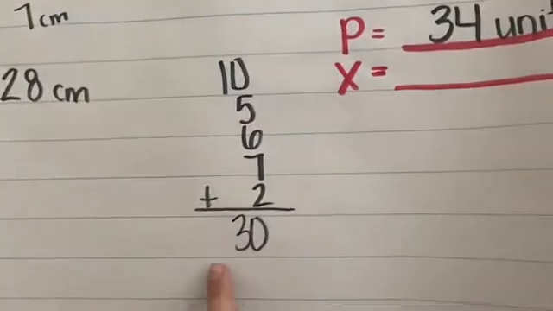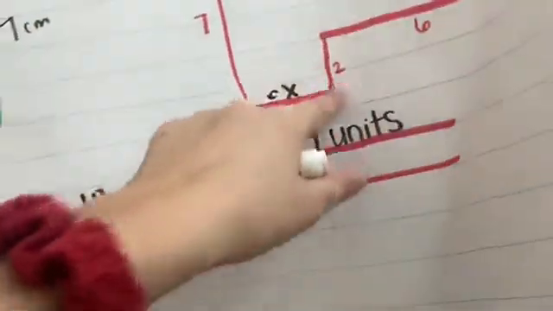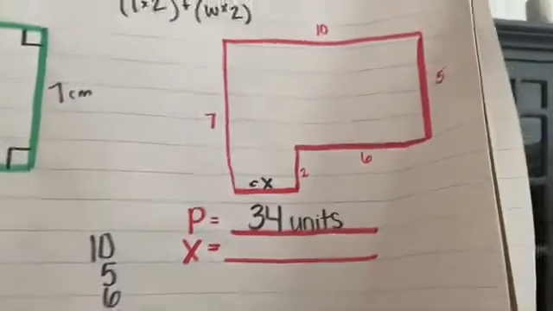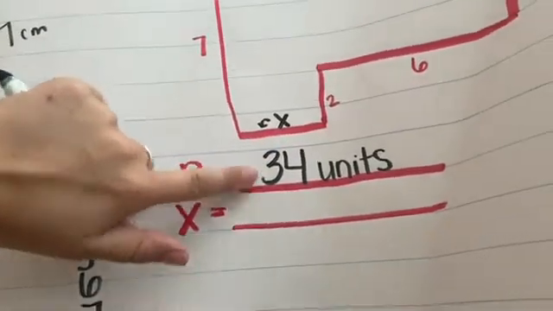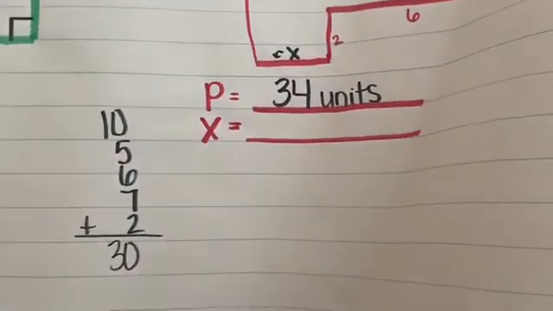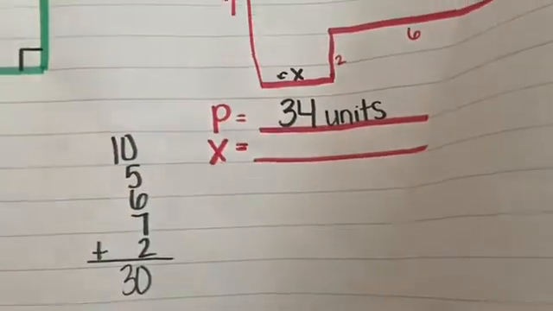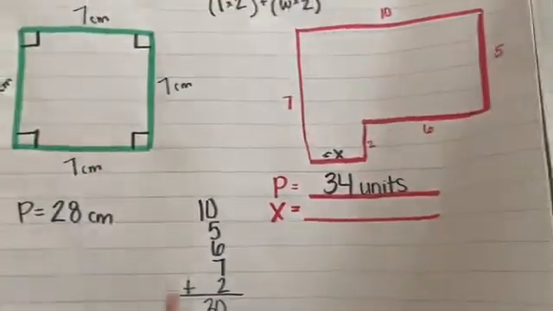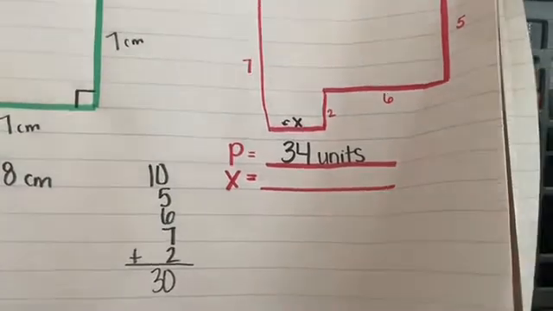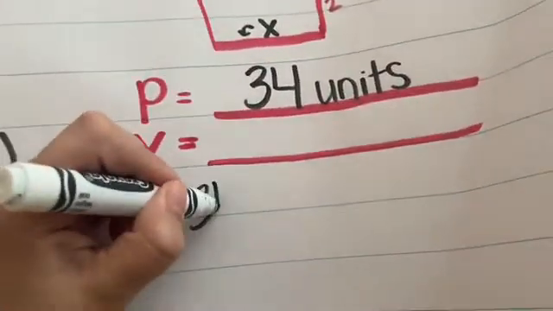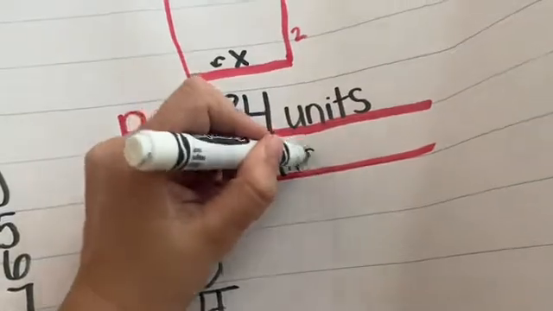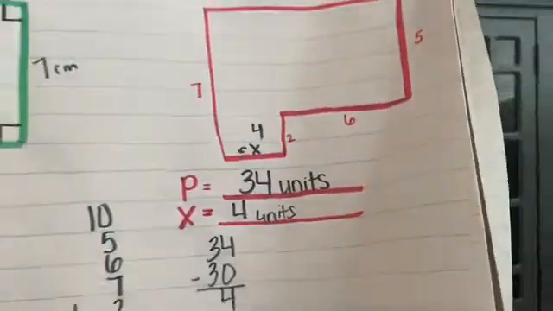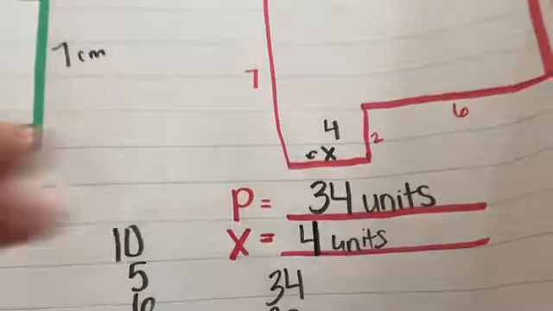Now, if the total length of all of these sides is 30, and the total perimeter of the whole composite figure is 34 units, then what could x be? I need to take the total perimeter of 34 units and subtract the side lengths that I already have of 30. So 34 minus 30, so x must be 4 units. If I plug in 4 for x and I add up all my side lengths, I should get 34.